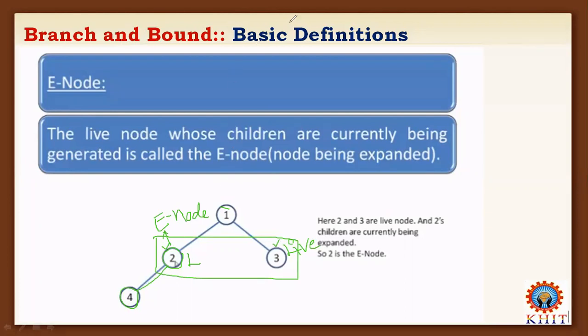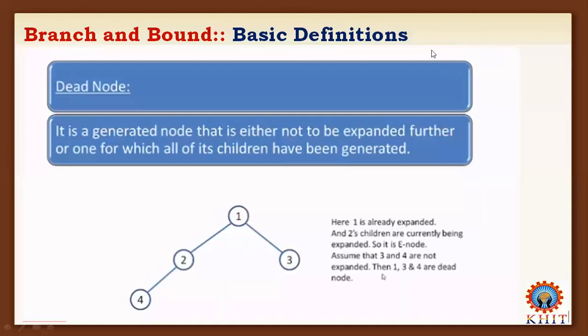Okay, this is the explanation. Next, the dead node. Dead node means a useless node. It is a generated node that is either not to be expanded further, or one for which all of its children have been generated.